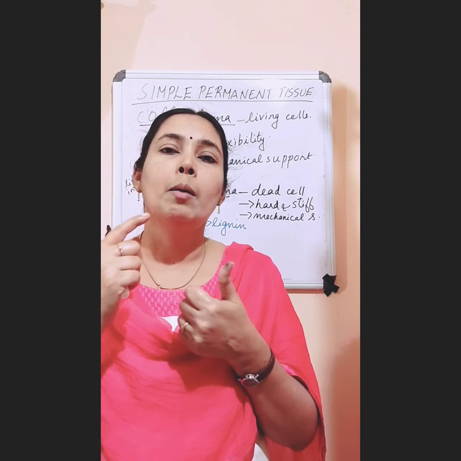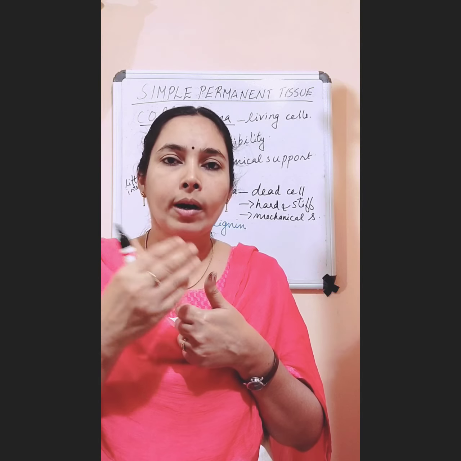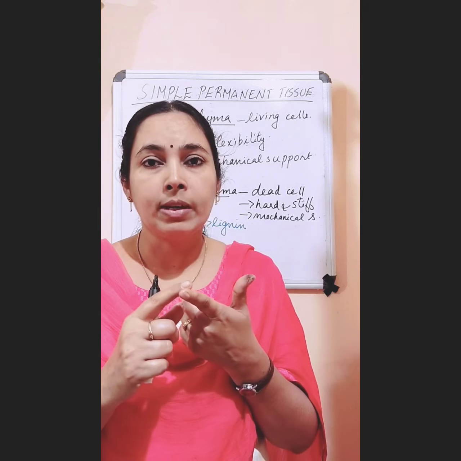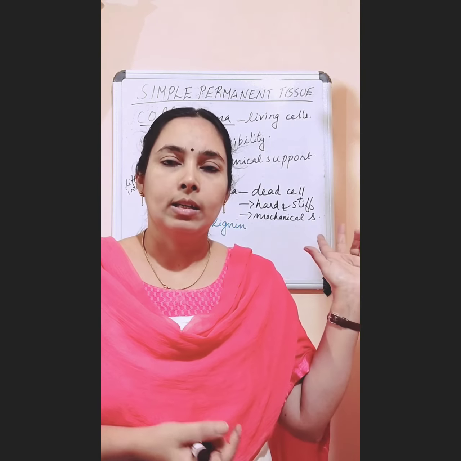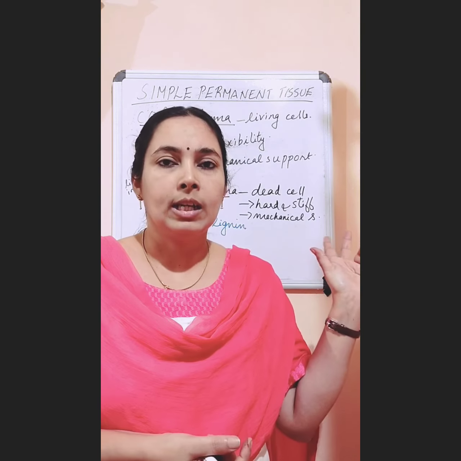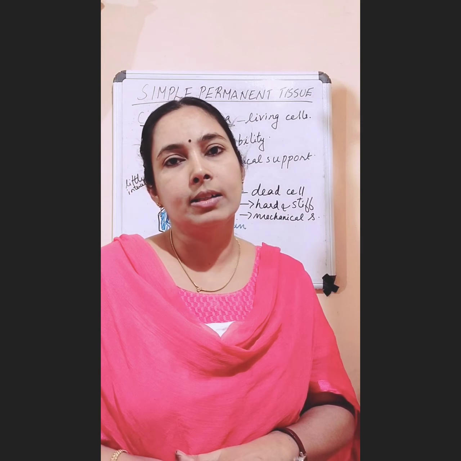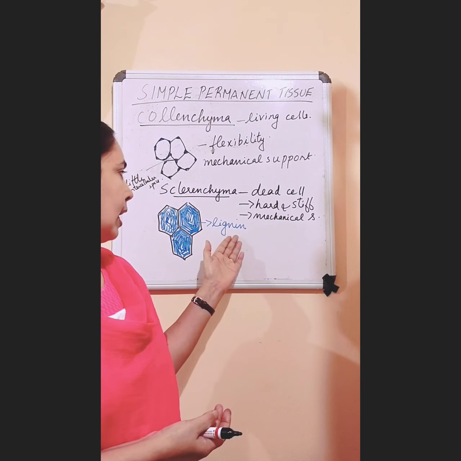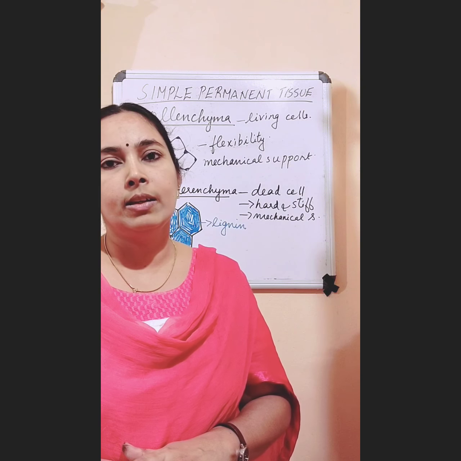Parenchyma we can see in the soft parts like the cortex of root and stem. Collenchyma we can see in the stalk of leaves. Sclerenchyma we can see in the outer covering of seeds and nuts. And the word sclerus means hard. So it is hard. Why is it hard? Because it is thickened by a substance called lignin.